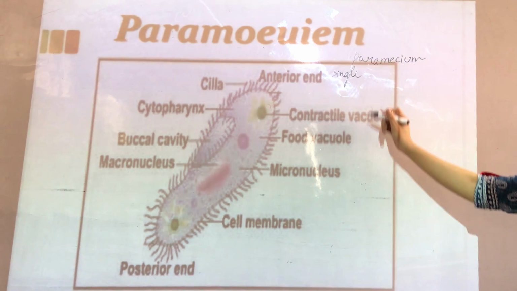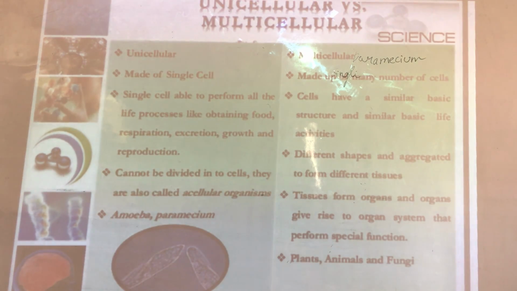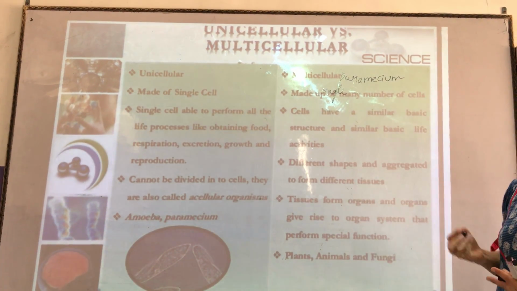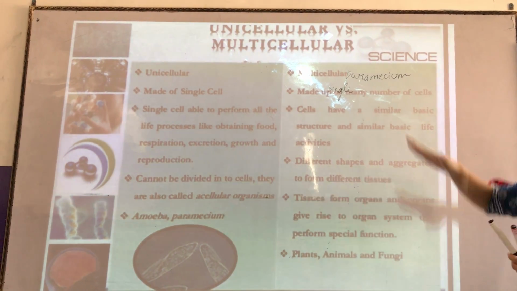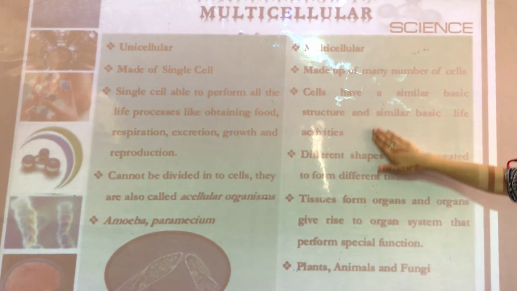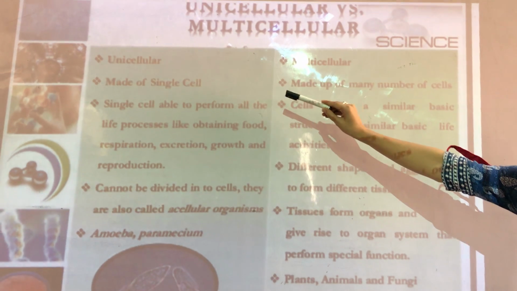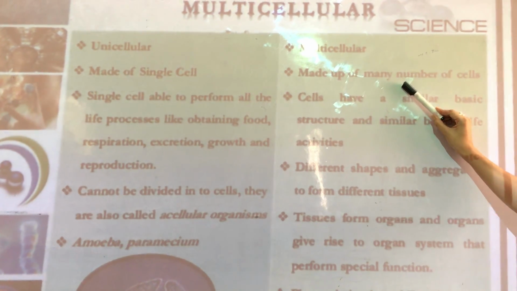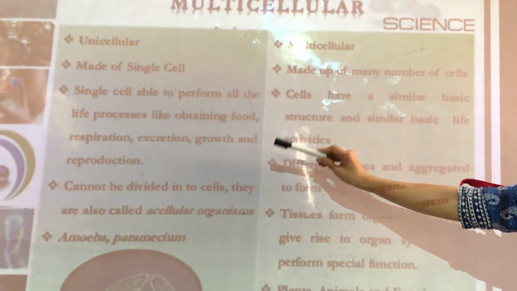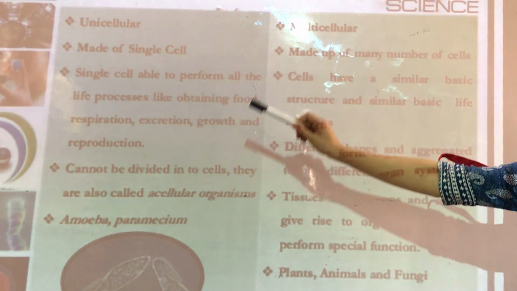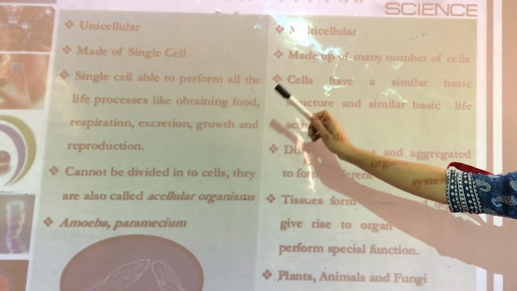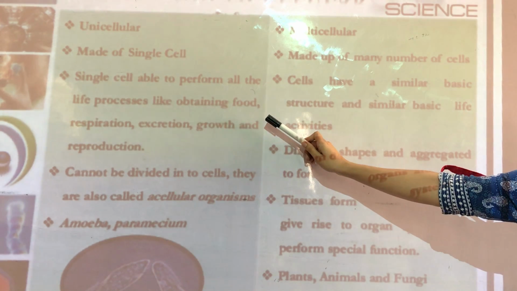Okay, so these all are single cell organisms. Okay, so let's see some differences between unicellular and multicellular. You can take a snapshot of it. So unicellular, they are made up of one single cell. Multicellular, like human beings, they are made up of many cells. All the functions like food, respiration, excretion, growth, reproduction are carried out by one single cell.